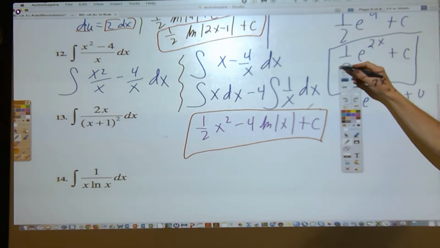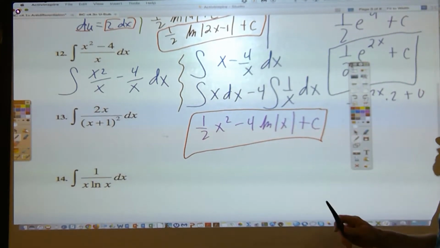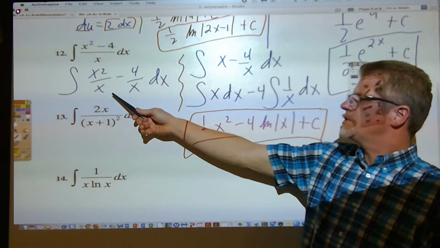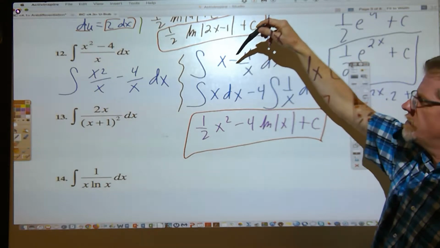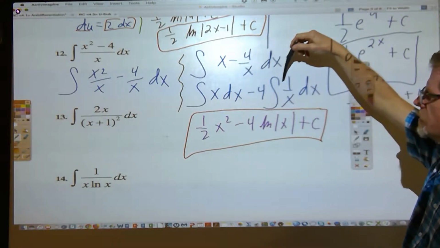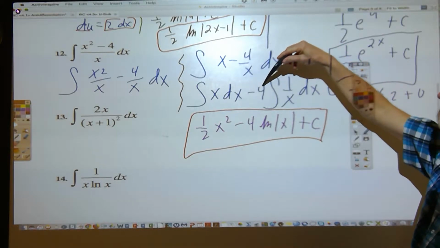All right, when you're done, you can peek up here. I distributed the x to each term in the numerator. Upon simplification, I see that the antiderivative of a difference is the difference of the antiderivatives. 4 is a scalar multiple that sneaks out front.